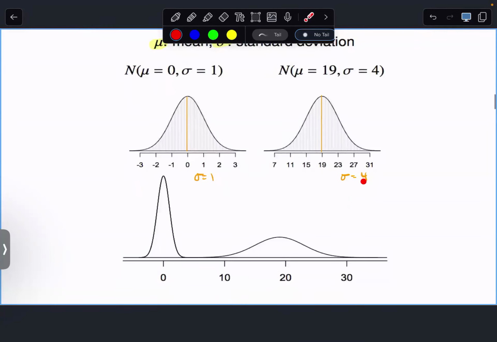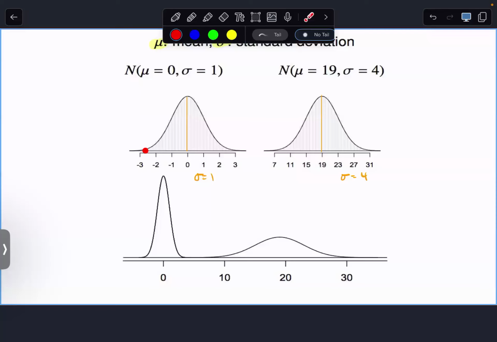3 standard deviations, right? If sigma is 4, then I would have to go 19 and then down 3 standard deviations-ish. Now I'm between 7 and 31, right? And so I have a bigger spread than I did when sigma was 1. And so that's what the standard deviation is telling me. It's telling me the spread.